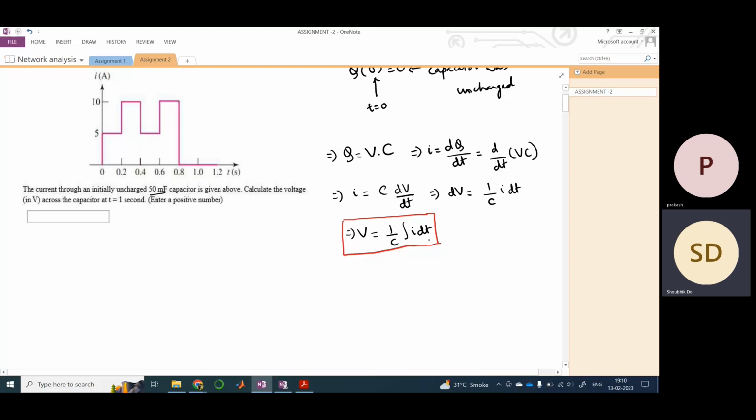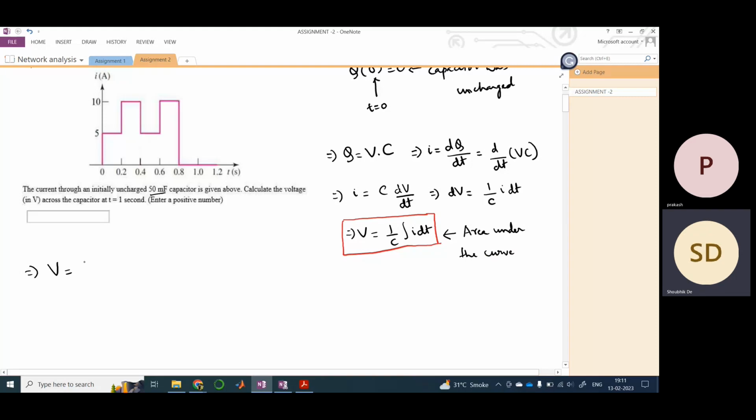So this is nothing but the area under the curve. If you consider a curve like this, where I is varying over time, the voltage would be nothing but the area under the curve. It's pretty simple. So if I try to calculate the voltage, we need to consider specific time intervals.